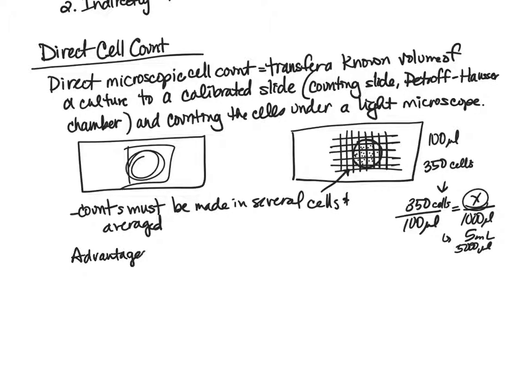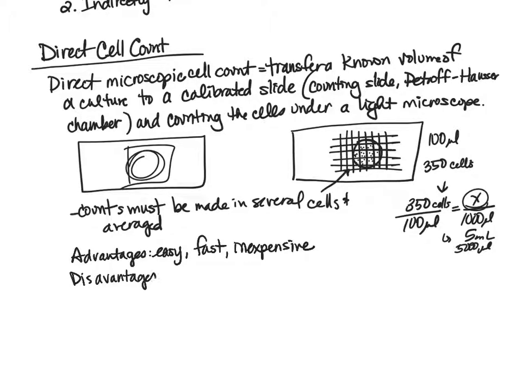So some advantages to this method is that it's easy, right? You just pipette a little bit on there, look at it through the light microscope, do some counting, and then multiply. It's fast because of that same process. It's inexpensive. Slides are relatively cheap.